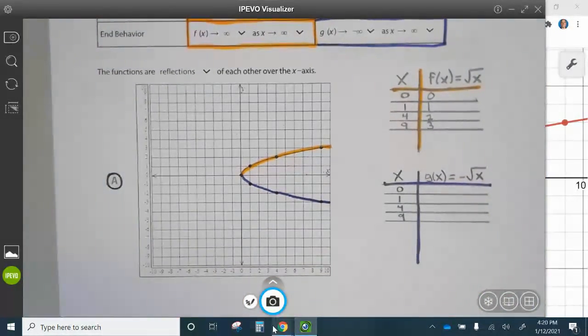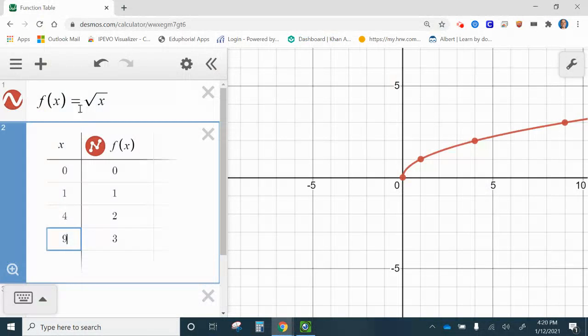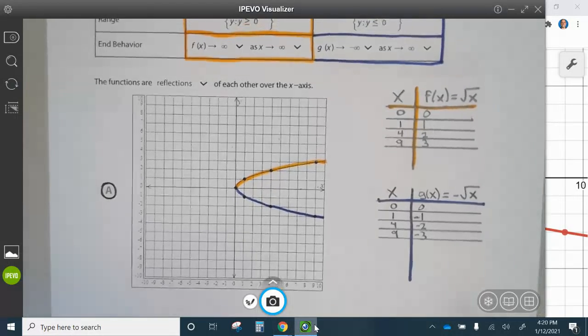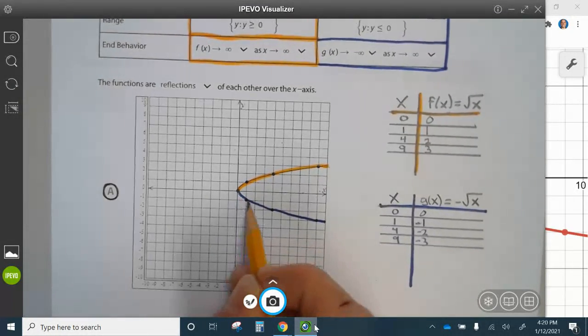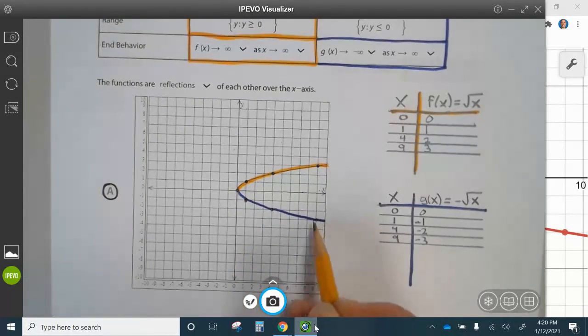All right, so we can go to the Desmos graphing table. Now all we have to do is put a negative in front, and you can see the values are 0, 0, 1, negative 1, 4, negative 2, and 9, negative 3. So we graph those points: 0, 0, 1, negative 1, 4, negative 2, 9, negative 3.